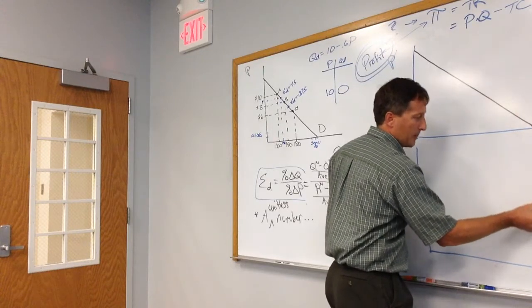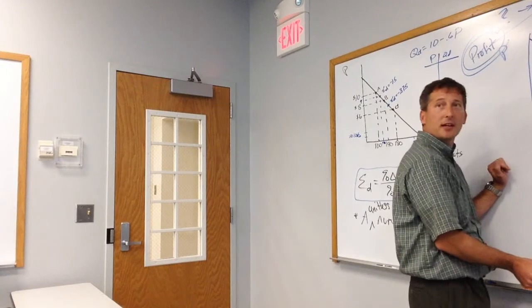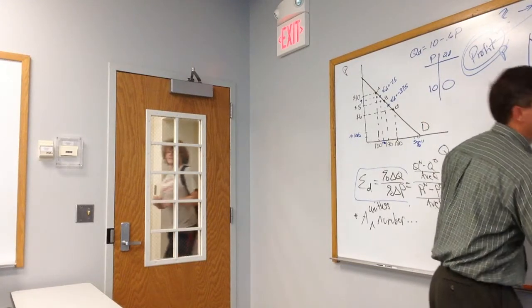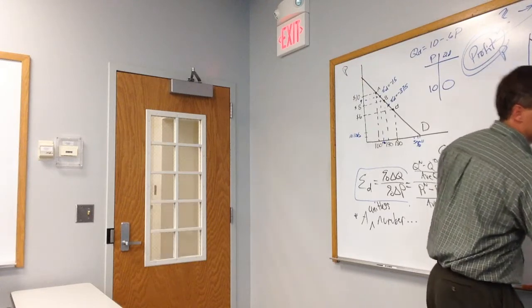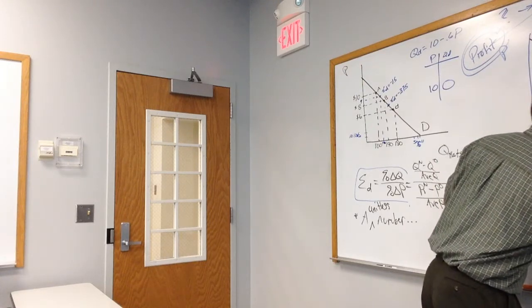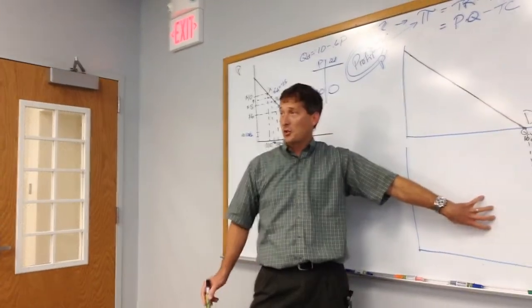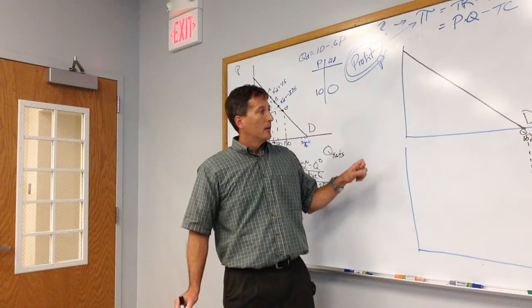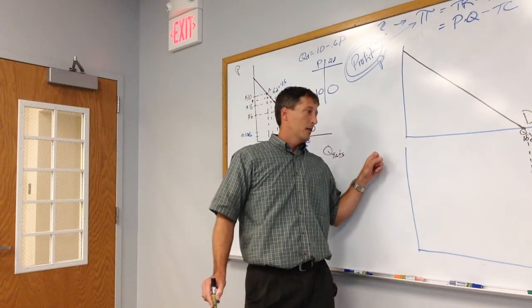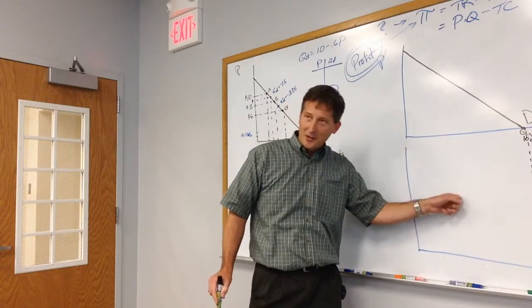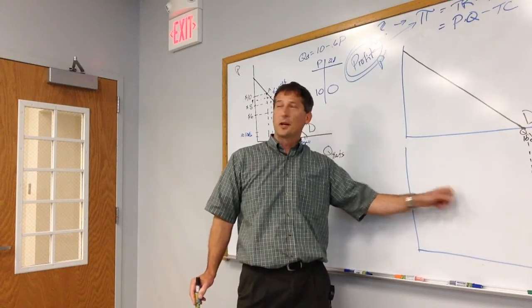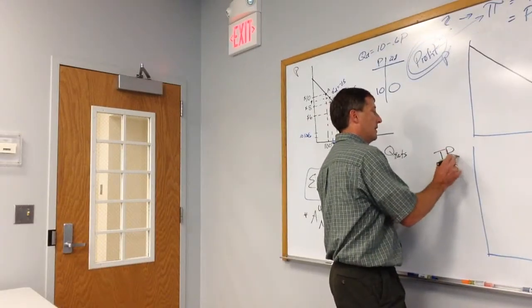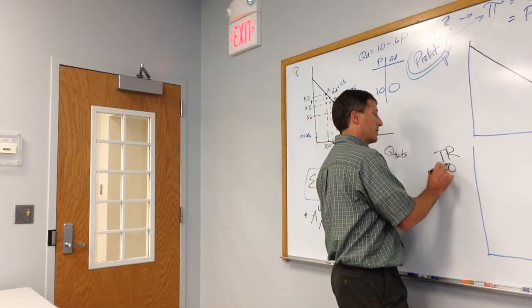That quantity corresponds directly to the graph downstairs with this quantity, Q1. Let's say it's 100 units. So there's 100 glasses of lemonade. So we're also measuring quantity in the downstairs graph. On the vertical axis of the downstairs graph, we're going to measure total revenue. So total revenue is price times quantity.